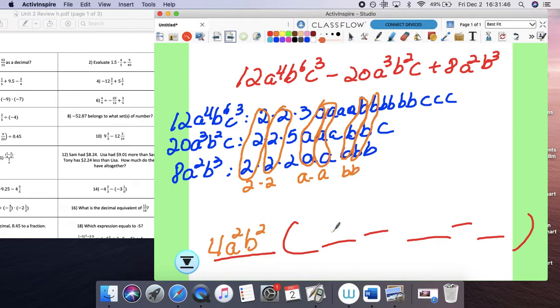That's what goes outside. Inside, my first term inside the parentheses, whatever's left over here, is 3, 2 a's, 4 b's, and 3 c's.